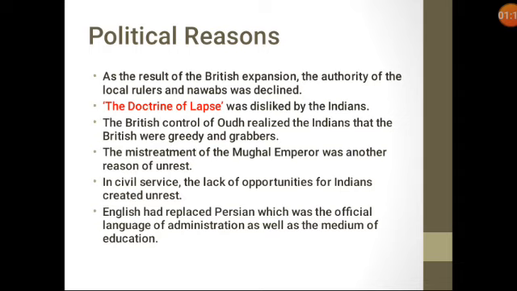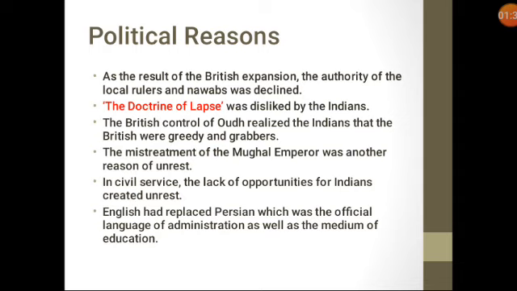British had the expansion policies. Already they had gained a lot by their expansion policies. So the authority of the local rulers and Nawabs was declined. So it proved a solid reason to oppose the British rule and to rise against the British.